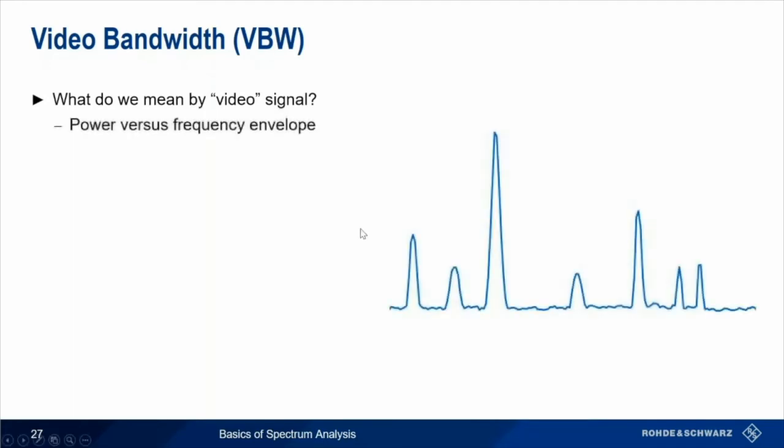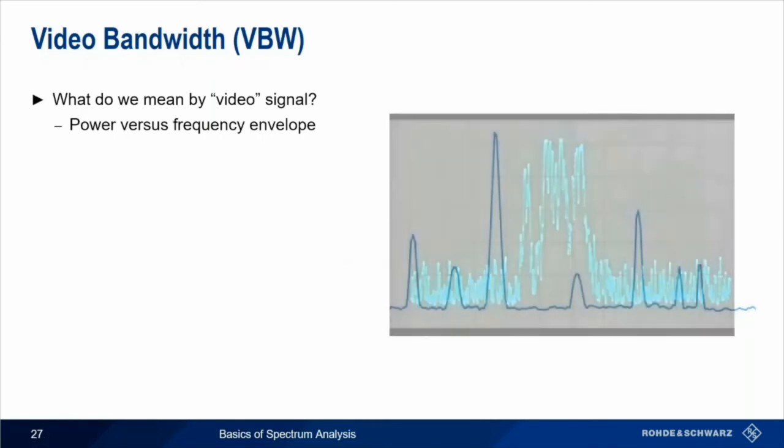Okay, so now let's talk about video bandwidth. Resolution bandwidth is oftentimes called RBW. Video bandwidth is called VBW, as you would expect. This is the last parameter that we're going to go over. To better understand video bandwidth, we need to explain what we mean by a video signal. The traces that we've been looking at in this presentation are essentially an envelope of the power at individual frequencies. And this envelope is called the video signal.